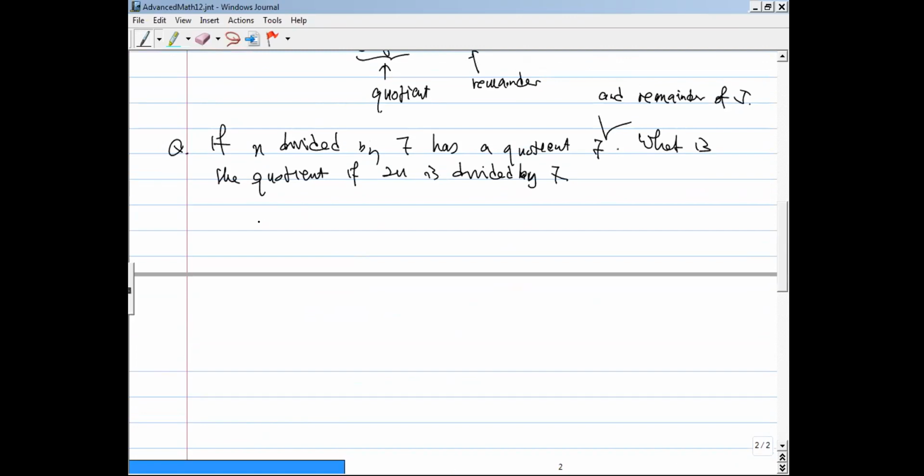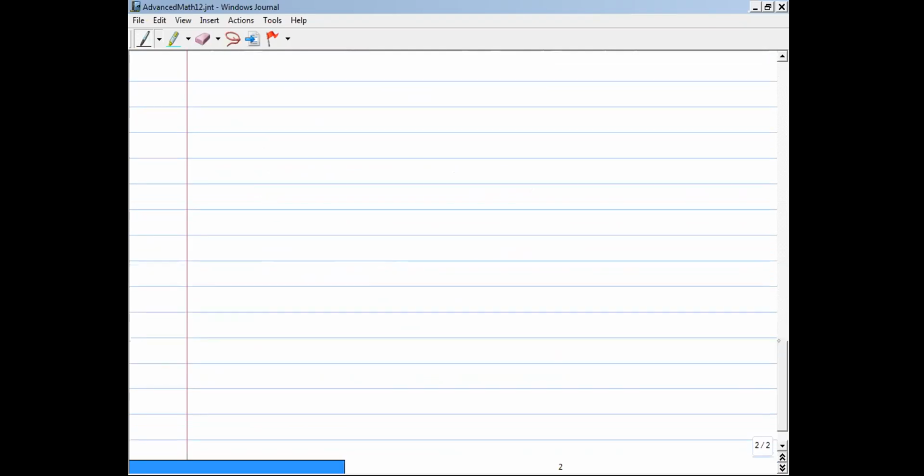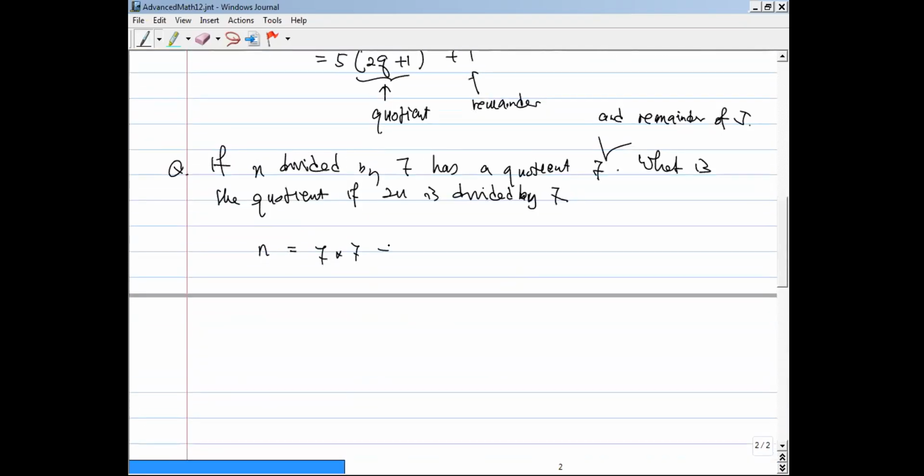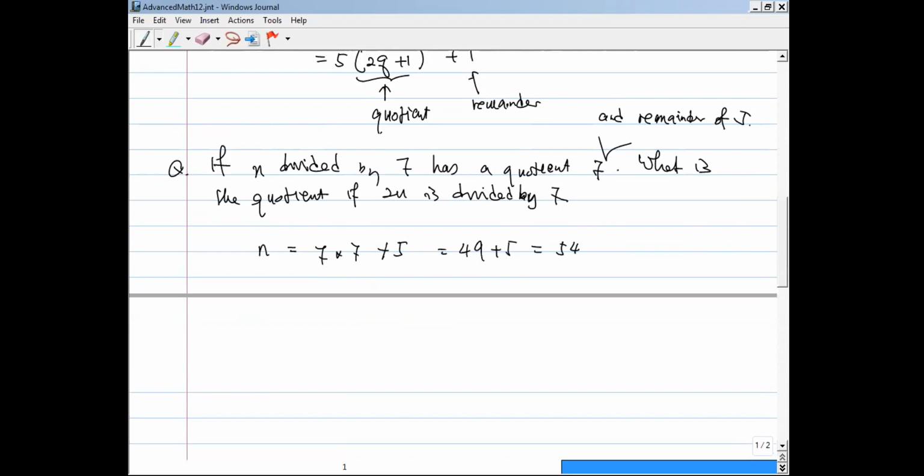Okay, so based on what we have, n is going to be 7 times 7 plus 5. So you just get the number. That's going to be 49 plus 5, and it's going to be 54. So when 54 is divided, then 2n is going to be, now you have to deal with all those numbers, right? But you have to do computation.